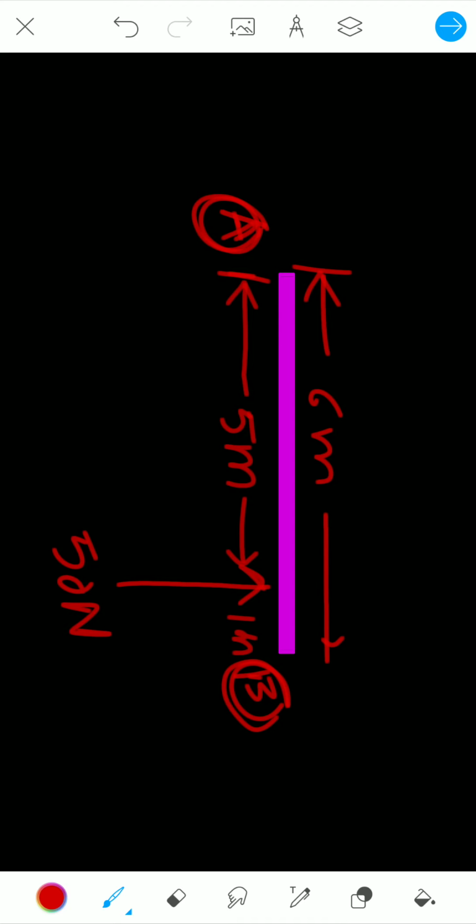So what he is asking in the question is to find the moments at point A and at point B. Let us try to find the moments. First of all, let us write the formula for moment. Moment equals force multiplied by the perpendicular distance between the point where the moment is required and the line of action of force.